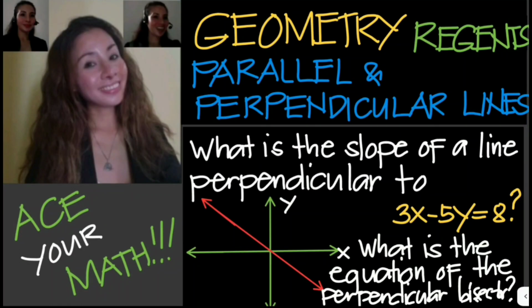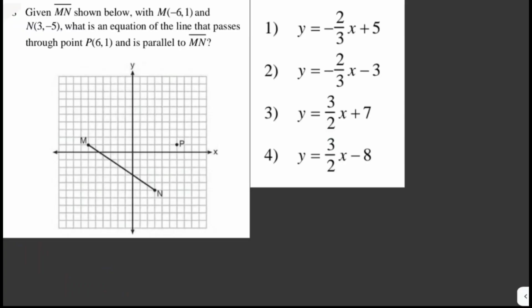Let's solve some problems here. Given segment MN shown below with point M (-6, 1) and point N (3, -5), what is an equation of the line that passes through point P (6, 1) and is parallel to segment MN?